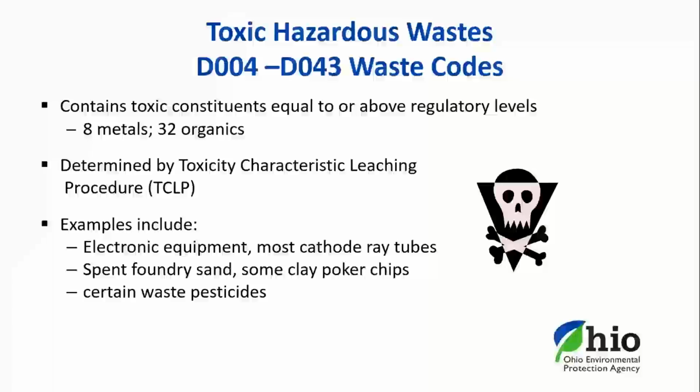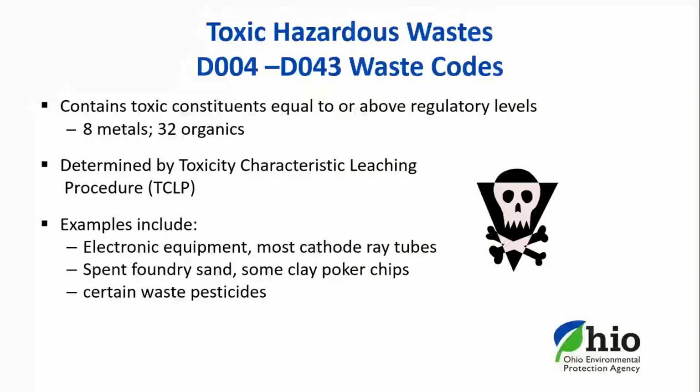And the fourth category of characteristic hazardous waste is toxicity. And unlike the previous three that we discussed, which have the potential to cause more of an immediate harm, toxic hazardous waste can cause long-term harm by contaminating groundwater. The waste codes range from D004 to D043. To determine if your waste is toxic, you want to take a representative sample of your waste and send it to a lab for a TCLP analysis, which is the toxicity characteristic leaching procedure.